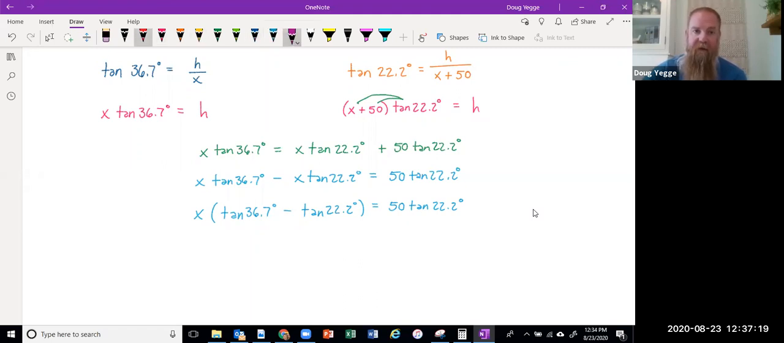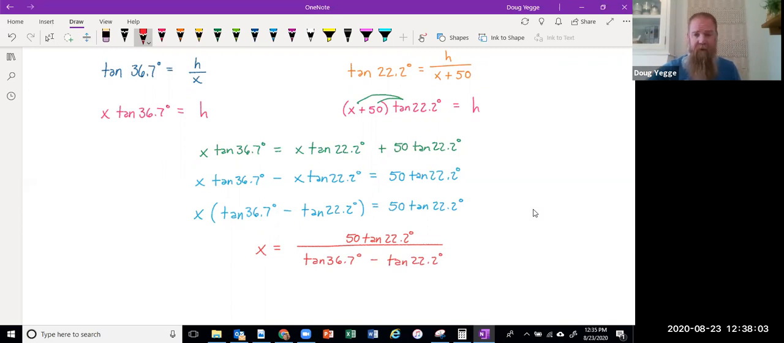Again, keep in mind that this is a number. It's a decimal on our calculator. This is also a number. When I subtract them, it's still a number. So this acts just as if it said something like 3x equals 6. We simply divide by that whole quantity, and we get that x is equal to 50 times tangent of 22.2 degrees divided by that whole quantity of tangent 36.7 degrees minus tangent of 22.2 degrees.